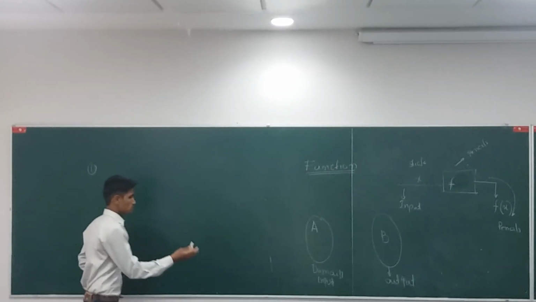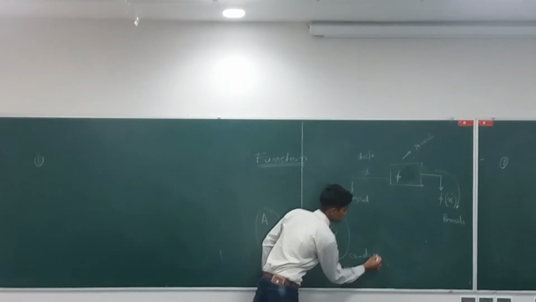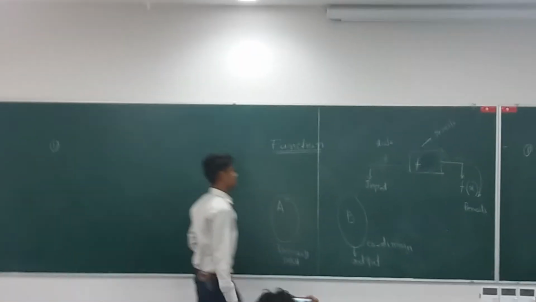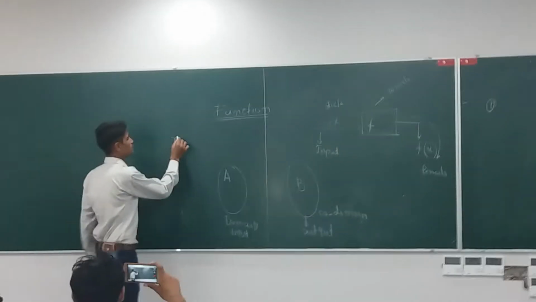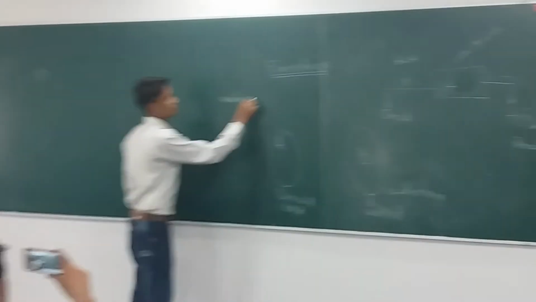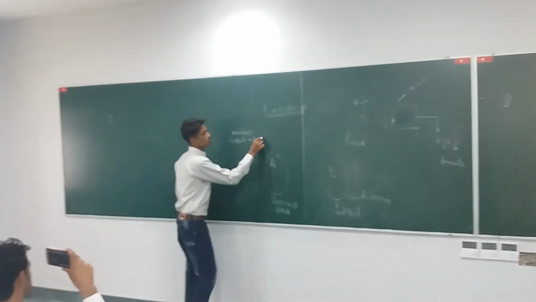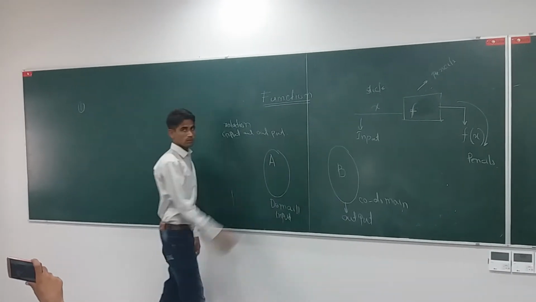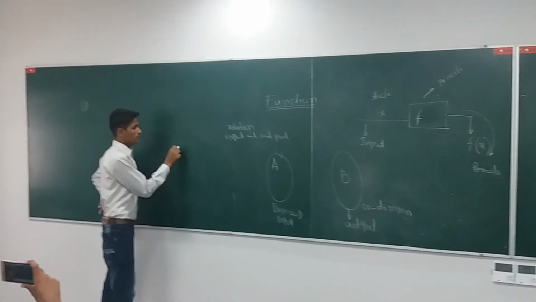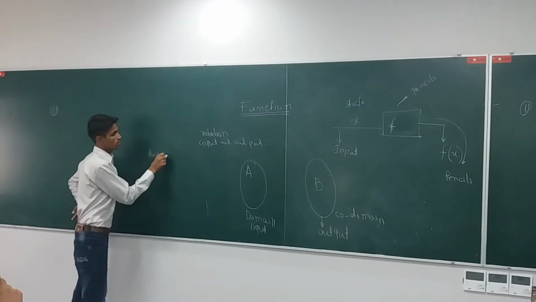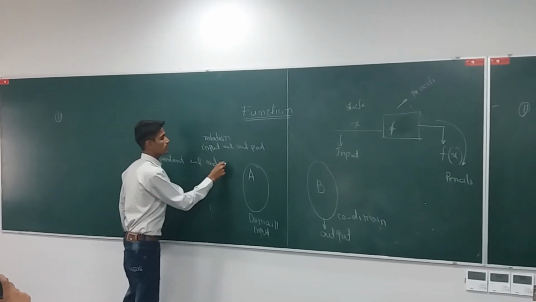This is also known as the codomain. So what does function mean? A function is also a relation between input and output, also between the dependent and independent variable.